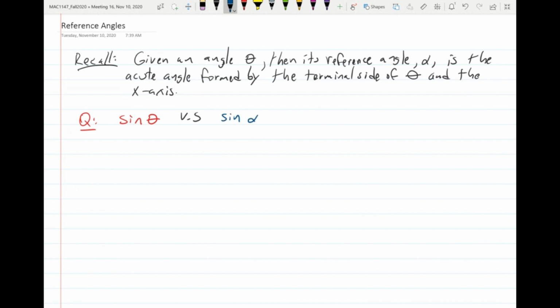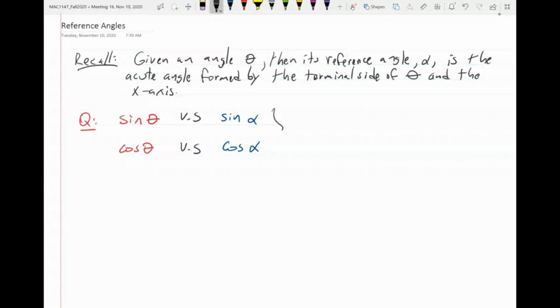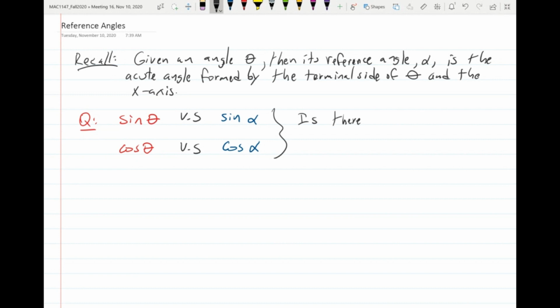sine of alpha, where alpha is the reference angle of theta, specified above, and then similarly, what's the relationship between cosine and cosine of alpha? Okay, this is what we would like to explore now. So, is there a relationship whatsoever? Maybe there's no relationship at all. Okay, so is there a relationship between sine and cosine of theta and its reference angle?